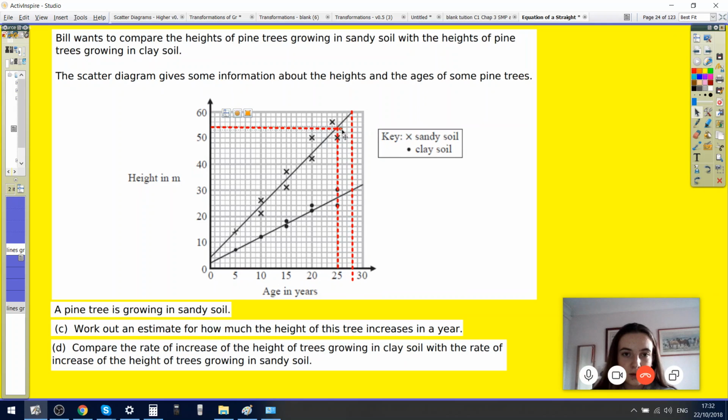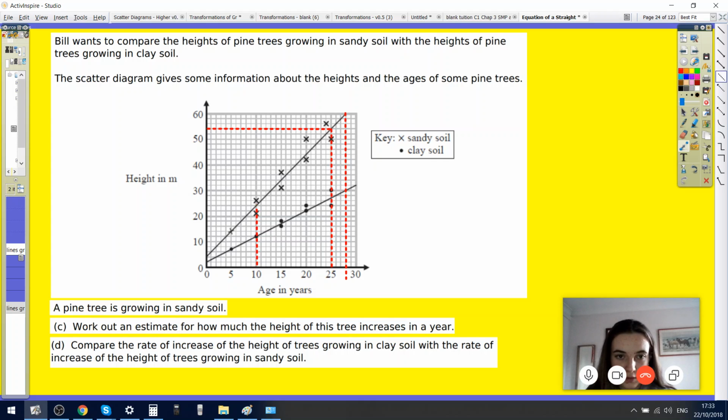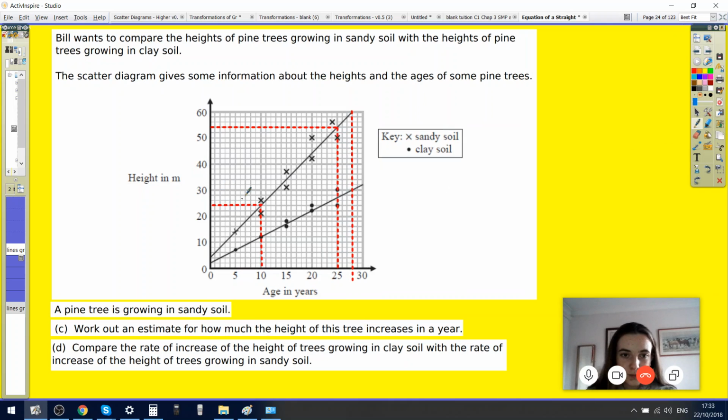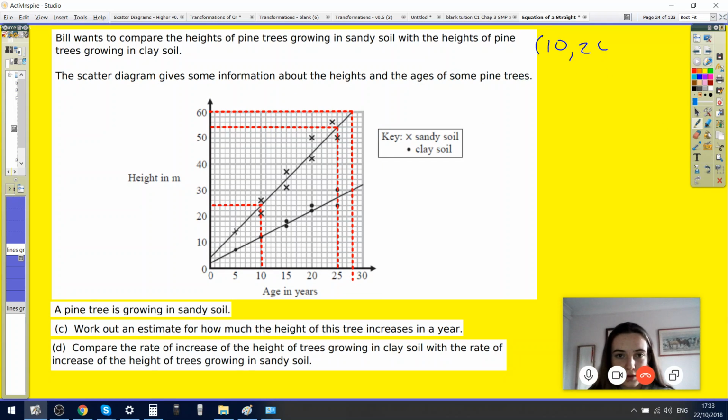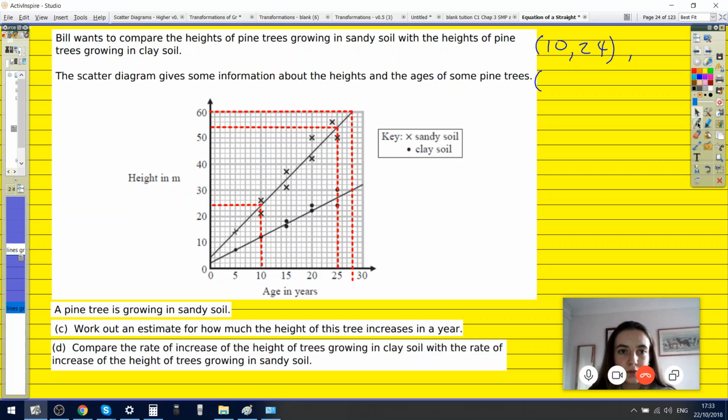Did you mean 10 across or 10 up? 10 across. Okay, so 10 across, and then how many up is it? 21. So it's just a bit... Or 24. Okay. It's just a bit difficult to see. So what two coordinates are on the line? 10, 24, okay, and 25, 52. Okay.